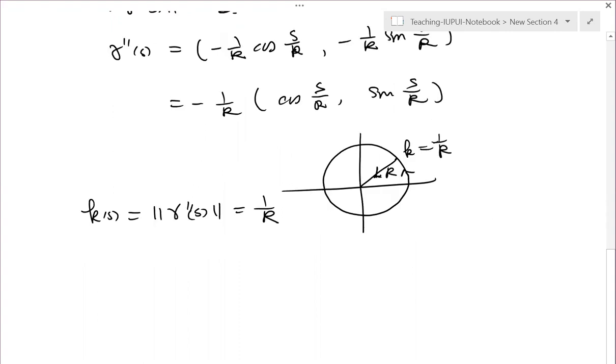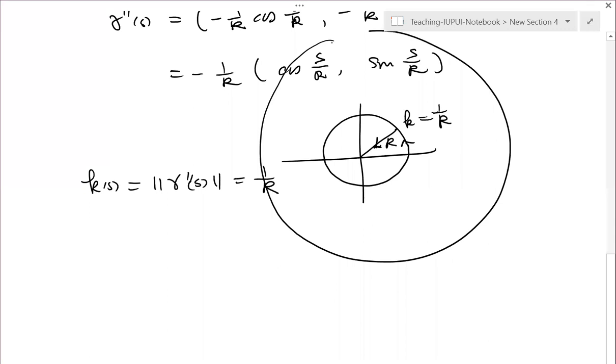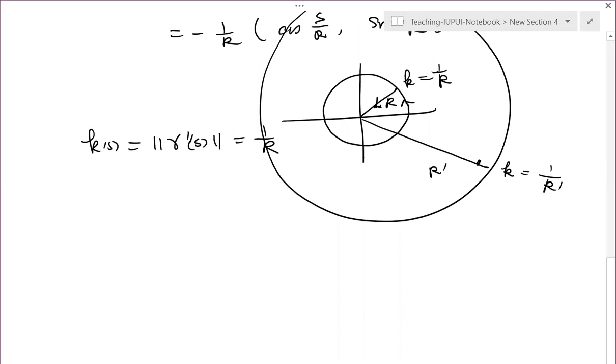So when the circle is getting larger, for example this is R prime, then the curvature here is going to be 1 over R prime, which is a much smaller number. So that's reasonable, because when the circle is getting larger, the curve is more flat. The curvature is almost equal to 0. So I think this is a right definition.